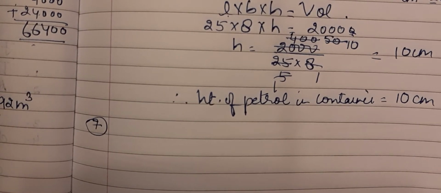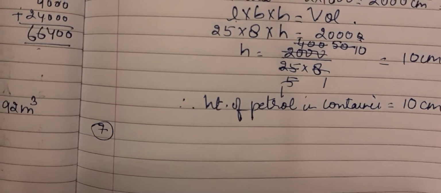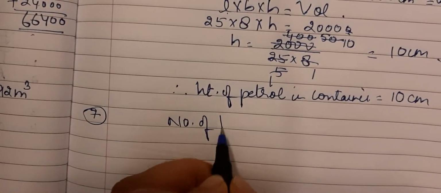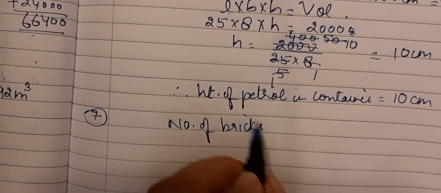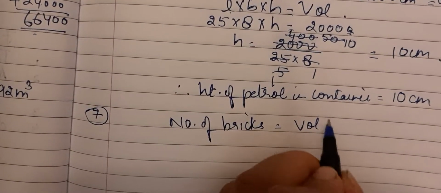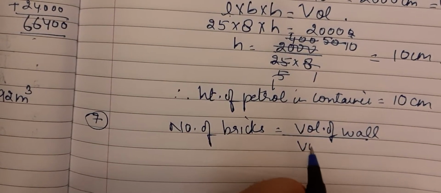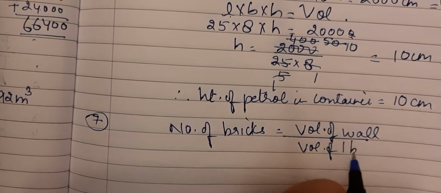So we are going to use the formula first to find the number of bricks. Number of bricks is equal to volume of wall upon volume of one brick.